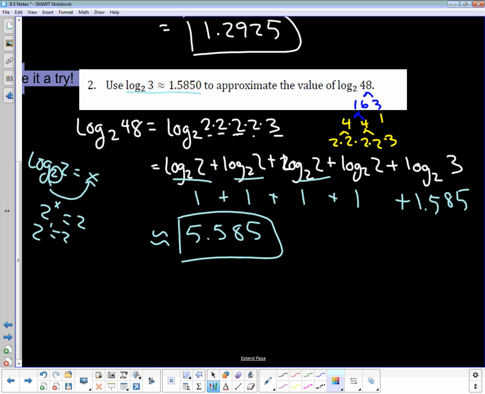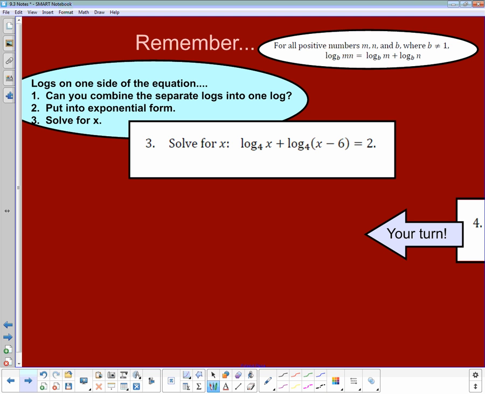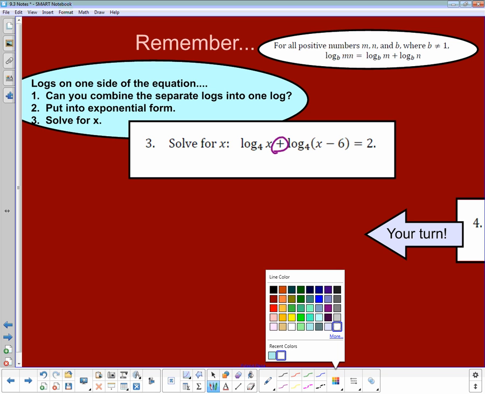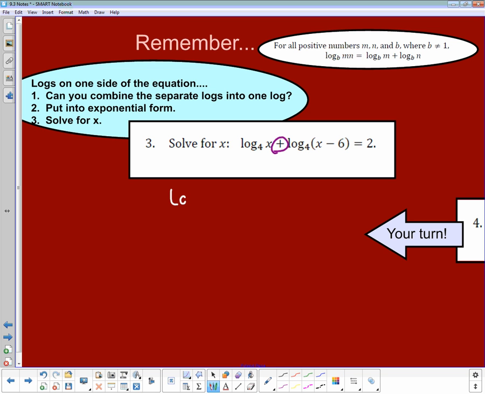So let's take a look at how we could use that for solving logarithmic equations in number 3. In number 3, I want to solve for x. I have the log base 4 of x plus the log base 4 of x minus 6, and I know that that's all going to equal 2. So now let's think about what would happen here. These are separated out and being added, which means that originally, as one equation, they were being multiplied together.